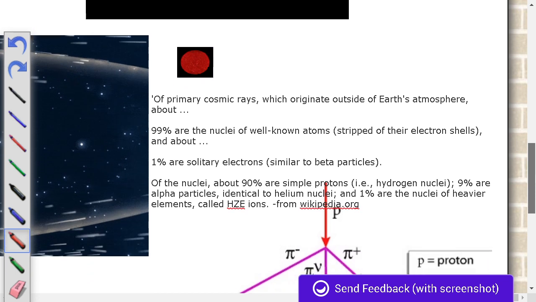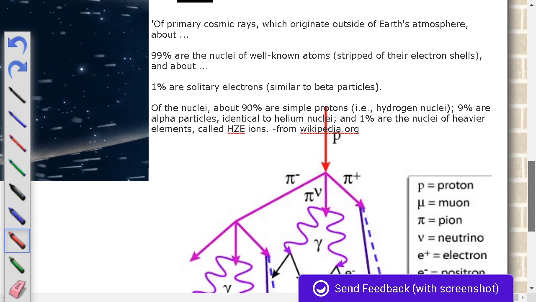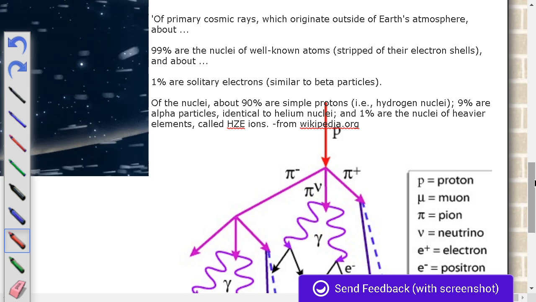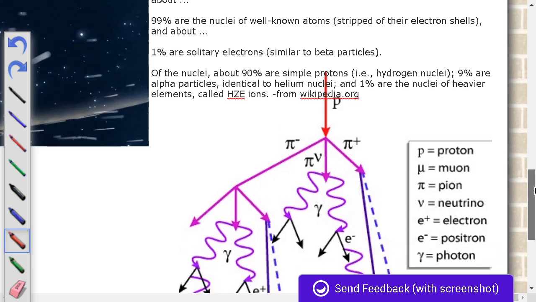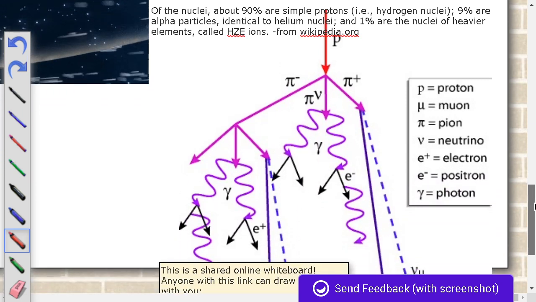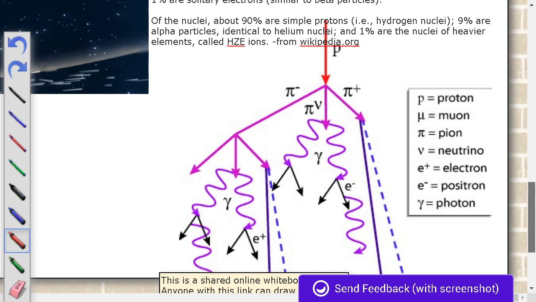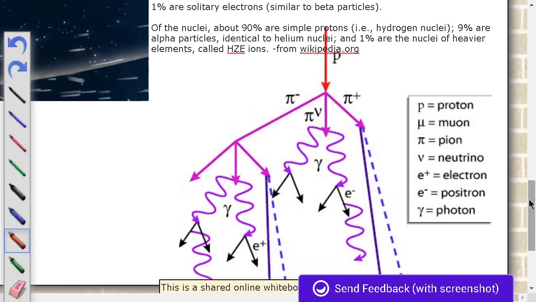But that aside, cosmic rays are 99% nuclei, atoms of regular old atoms that you see on the periodic chart, and 90% of those are hydrogen nuclei. We've included a diagram of what a particle stream looks like when it hits the atmosphere of the Earth, as it breaks into all kinds of different secondary particles, forces, waves, whatever you want to call them.